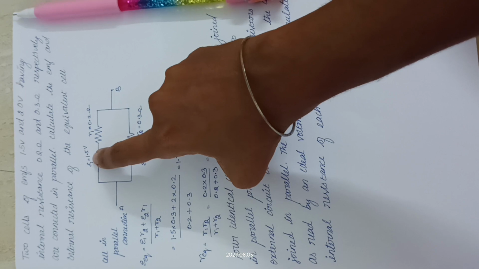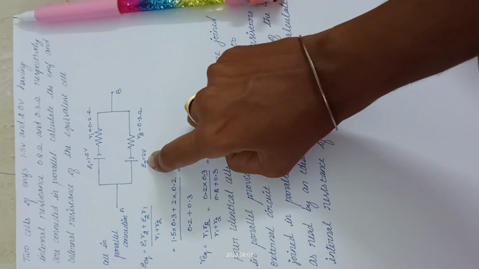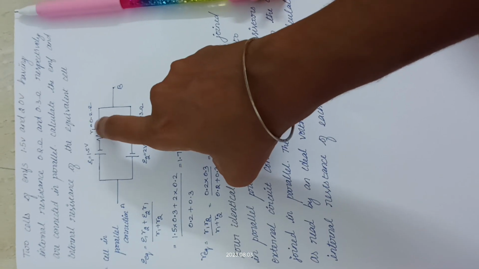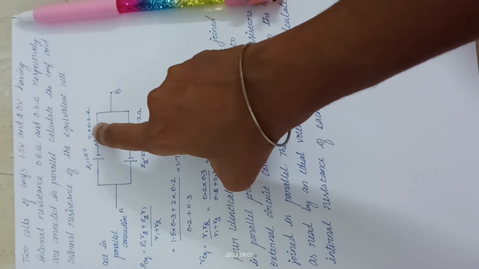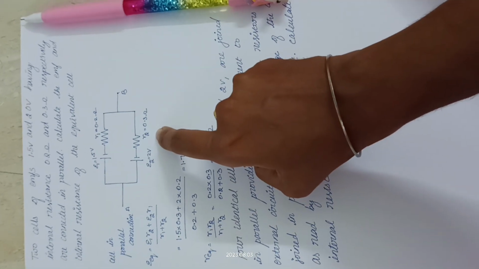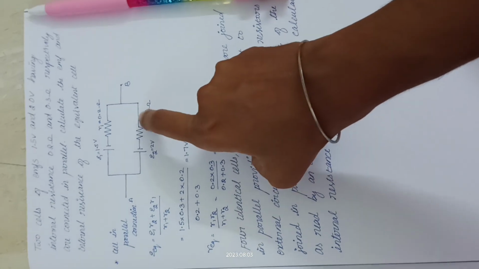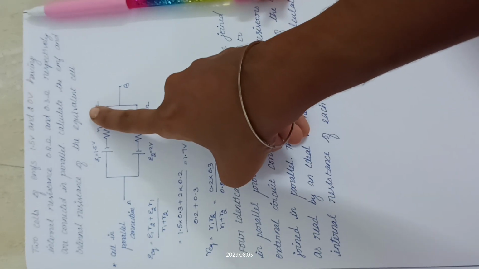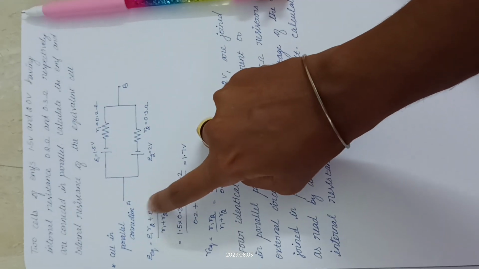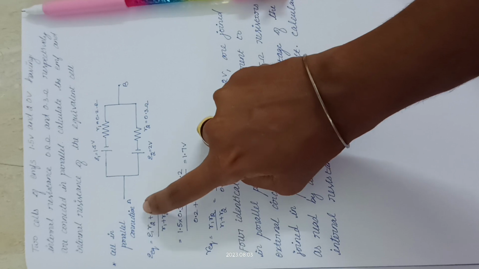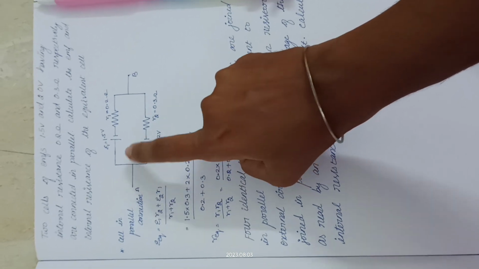The EMF of the first cell is 1.5, EMF of the second cell is 2 volt. The internal resistance of the first cell is 0.2 ohm and internal resistance of the second cell is 0.3 ohm. Okay, so these are all in the question itself. Now what we have to find, we have to find the EMF and internal resistance of the equivalent cell.